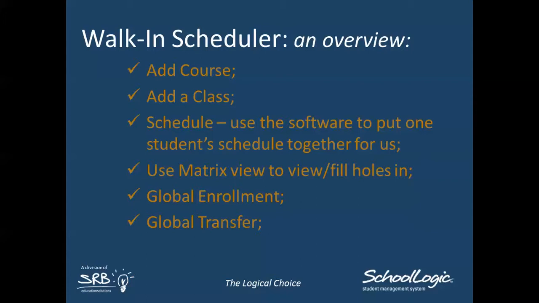We're going to do a little overview here of WalkIn Scheduler. We are going to add a course to a student. We're going to add a class. We're going to use this cool feature in Schedule that allows us to get the software to do the work and put one student's schedule together from scratch for us. We're going to use the matrix view of WalkIn Scheduler, which allows us to view holes, fill in holes. We're going to leave WalkIn Scheduler at the very end. We're going to talk a little bit about global enrollment and global transfer.